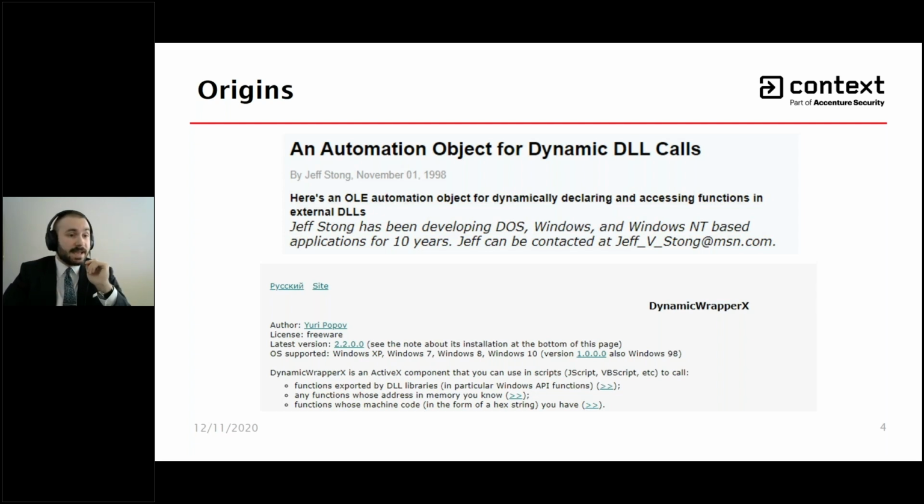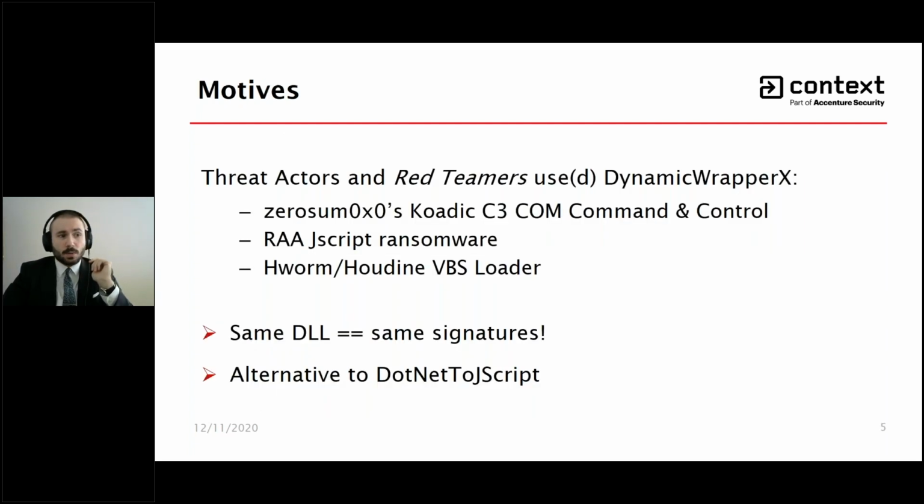Later, in 2008, Yuri Popov released a tool called DynamicWrapperEx, which has been fully rewritten in Go assembly. But the very important thing here is that Yuri never provided the source code. The only thing he provided is a compiled version of it, which is a pretty big problem in our case, because some threat actors and red teamers have been using, and I believe are still using, the compiled DLL from Yuri.